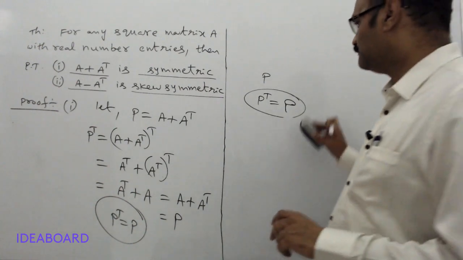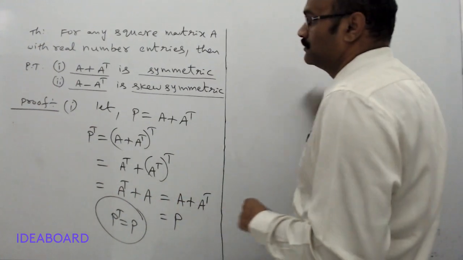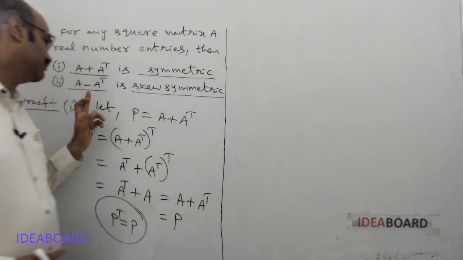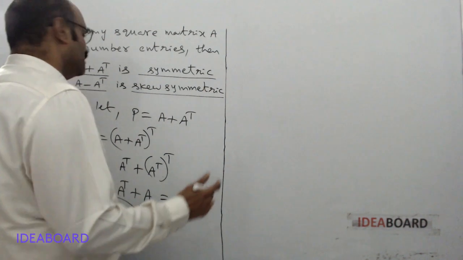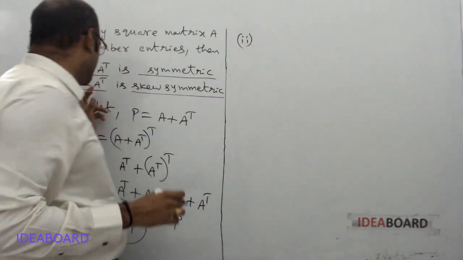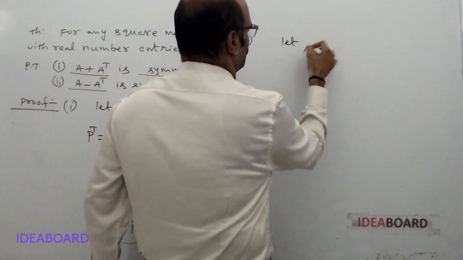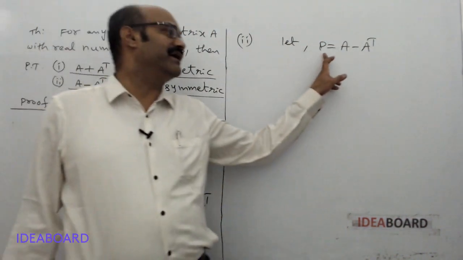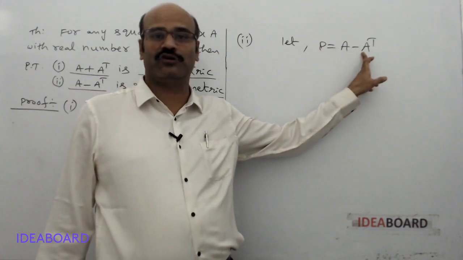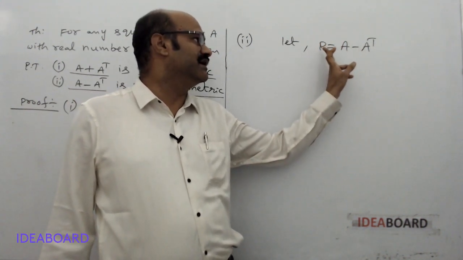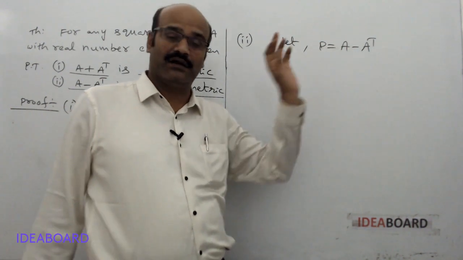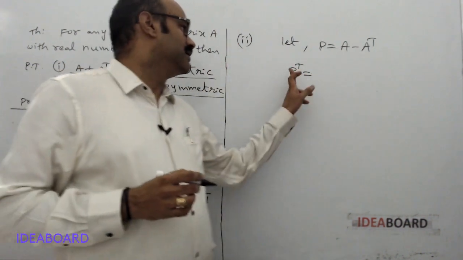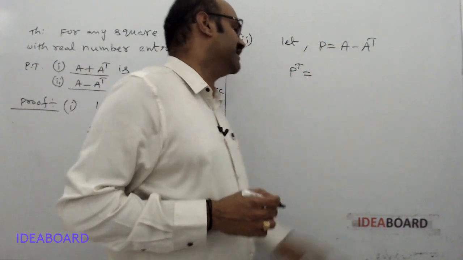Now, second one, A minus A transpose is skew symmetric, we have to prove now. Let P equal to A minus A transpose. Skew symmetric means if you prove that P transpose equal to minus P, then we say that it is always skew symmetric. Now, take P transpose. In the place of P, we have A minus A transpose.